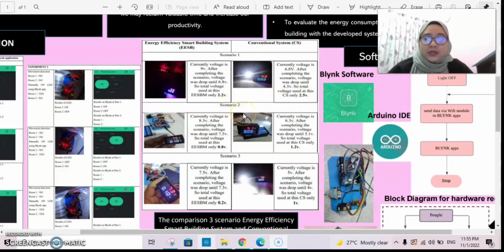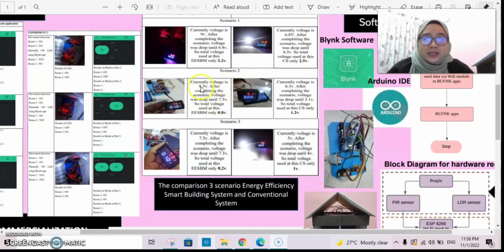While for scenario 2, the experiment is conducted for 1 hour. The user will enter the room and stay for 15 minutes. Then the user will leave the room for 40 minutes, and enter the room and stay for only 5 minutes before leaving. You can see the result at scenario 2.